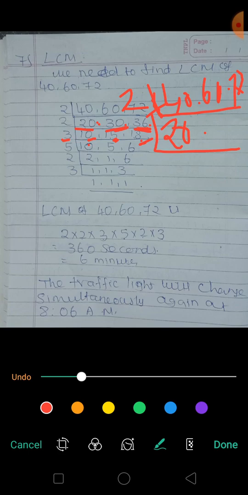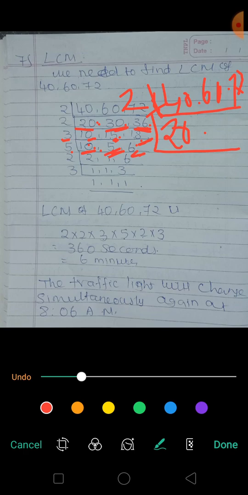1 three is 3, 2 threes are 6, 3 threes are 9, 4 threes are 12. 10 will not come, so I keep 10 as it is. 15: how many threes are 15? 5 threes are 15. How many threes are 18? 6 threes are 18. So we have 10, 5, 6. Here 5 and 10 are both common in the fifth table, so I take the fifth table.